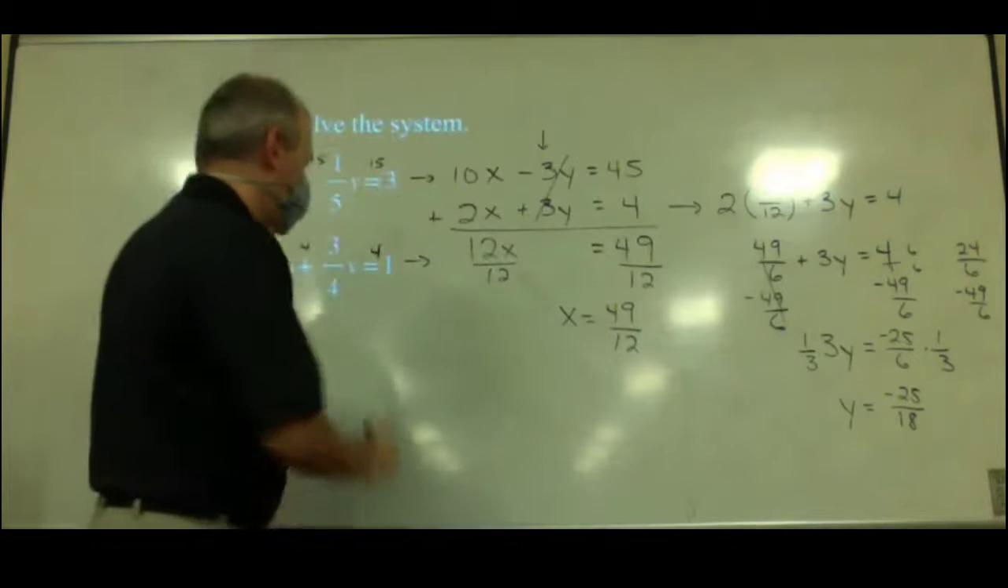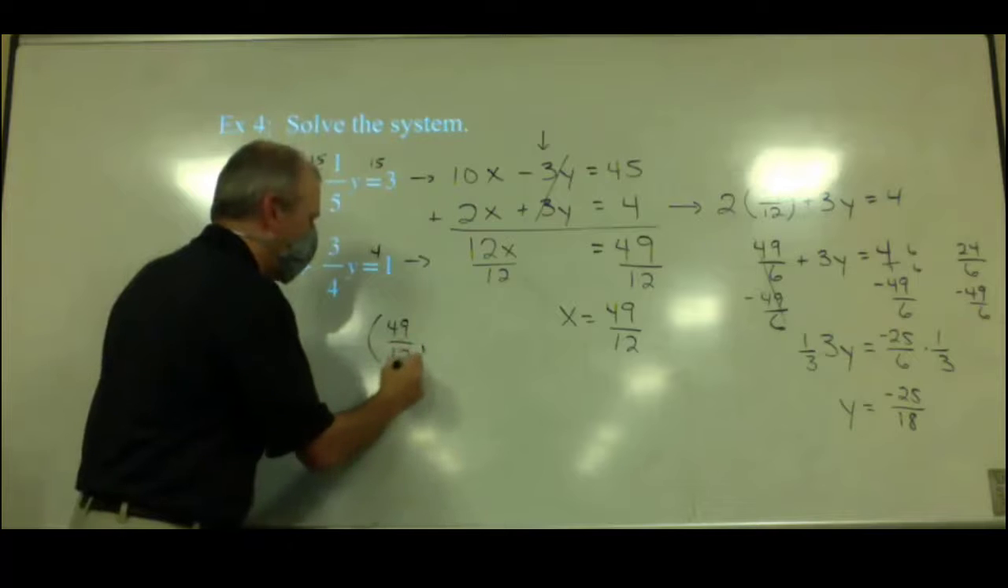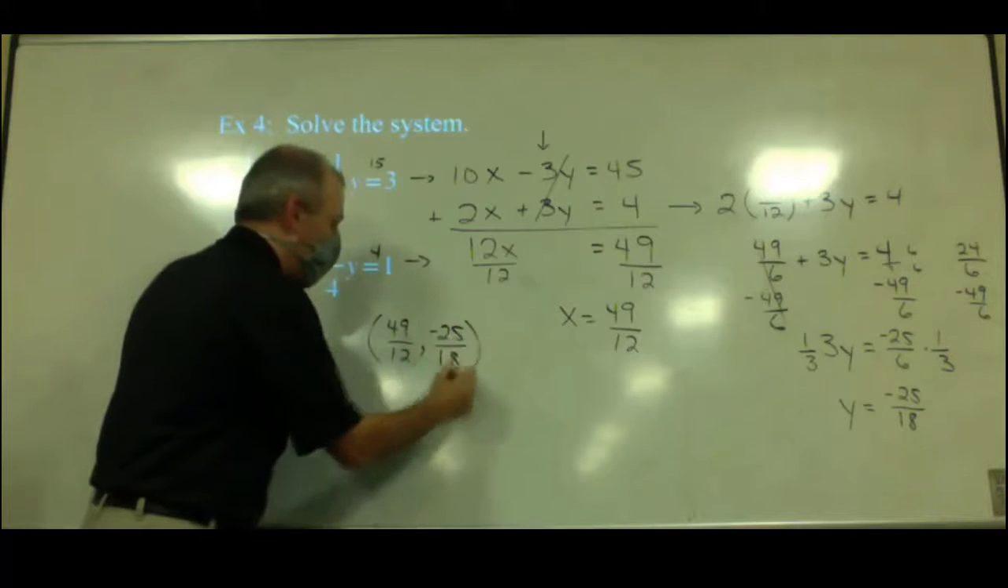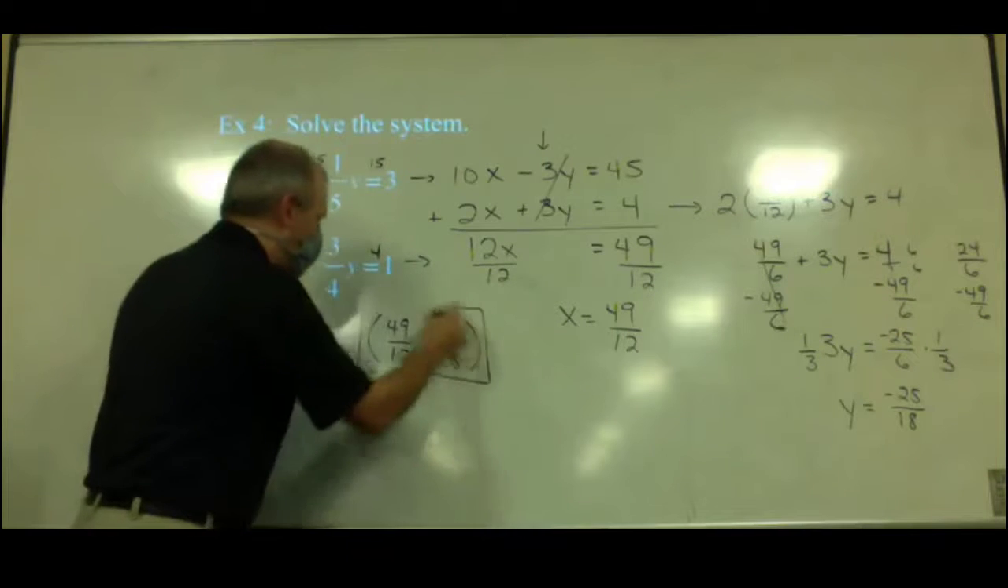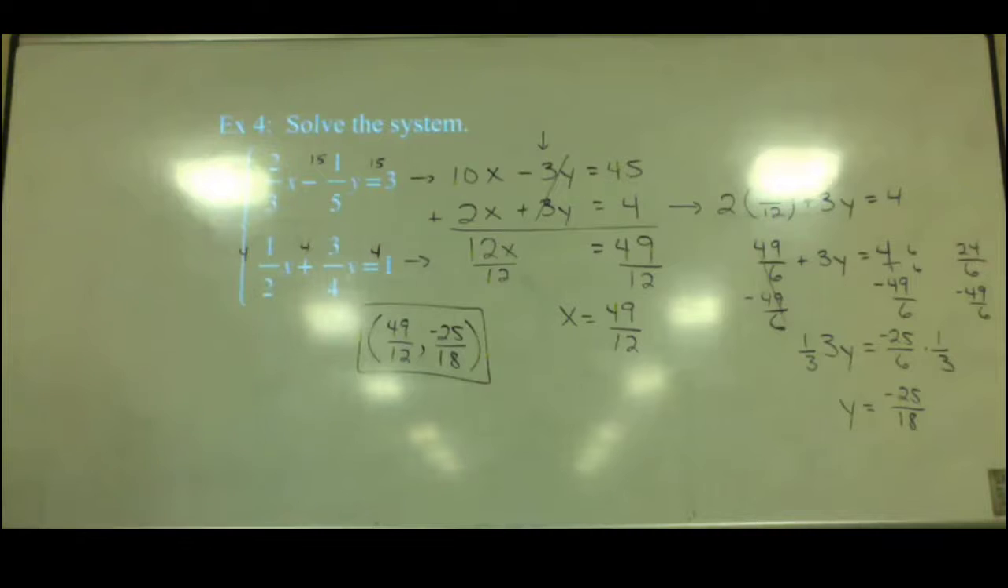So now we have our two answers. 49 over 12 is the x value, negative 25 over 18 is the y value, and that would be our solution. So if we get one solution, what does that mean about the lines?